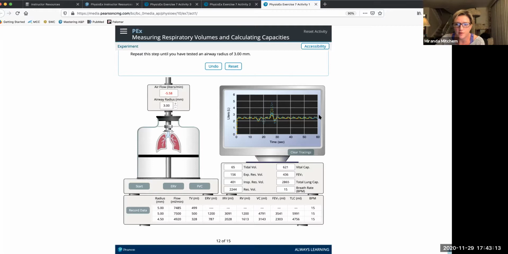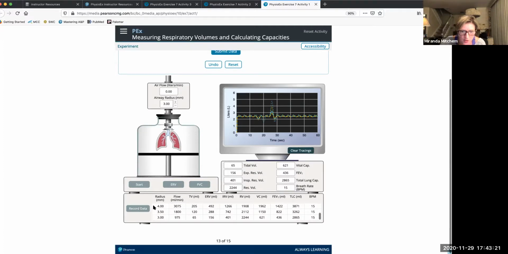So look how the oscillations are much smaller now. We don't have as big of a wave variation. Let's record our data. Let's take a look. So just looking at these 3 values, we have a radius of 4, 3.5, and 3. And we'll look at the tidal volume, which significantly decreased as the diameter is reduced. So we're increasing resistance. The ERV is decreasing as well. And look at the total lung capacity. It's decreased as well.